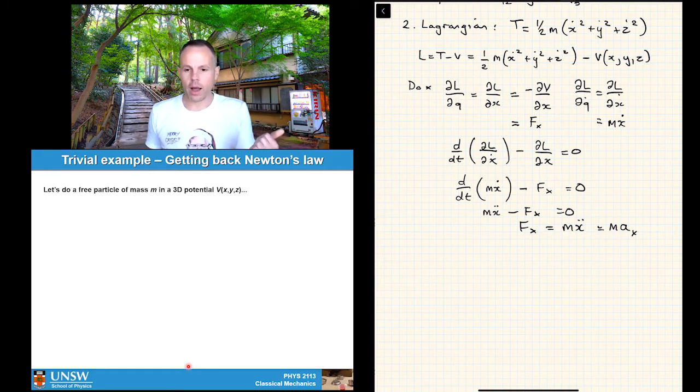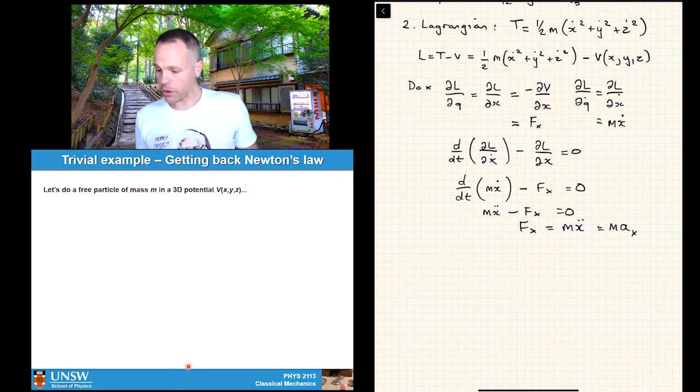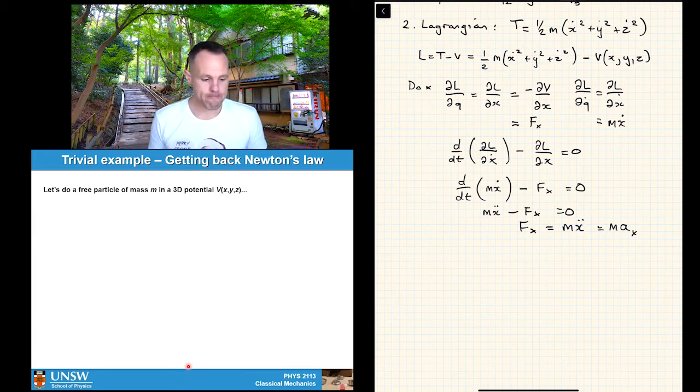If we do this for y, if we do this for z, we get the same thing. F of y is m y double dot, F of z is m z double dot. Fairly simple. We've basically just shown that Lagrange's equations will pop out Newton's laws for just a body floating in space.